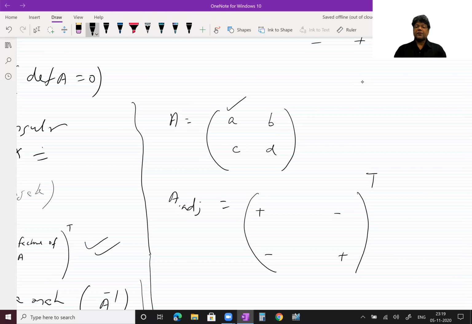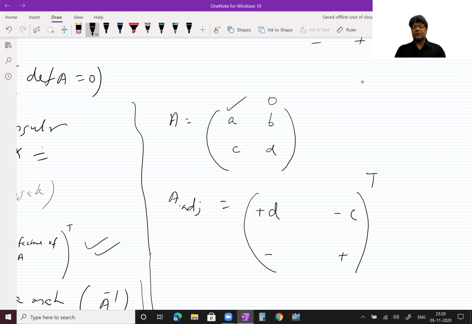Now, the cofactor of this means sign already I have written. So now I will write the minor. What is the minor of this a? Delete the row and the column in which this lies. So what is remaining? d. So it will come d. Now, for this b, delete the row and the column in which this lies. So what is remaining, guys? c. So here it will come c.